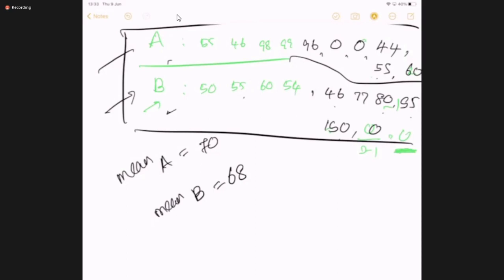Okay, so we have two data sets for player A and player B, and we found their mean values. Now, by comparing these mean values, can you say who the best player is? Can you conclude player A is the best player among these two? Please tell me, what do you think? As I mentioned earlier, mean comparison is not enough to compare two data sets.